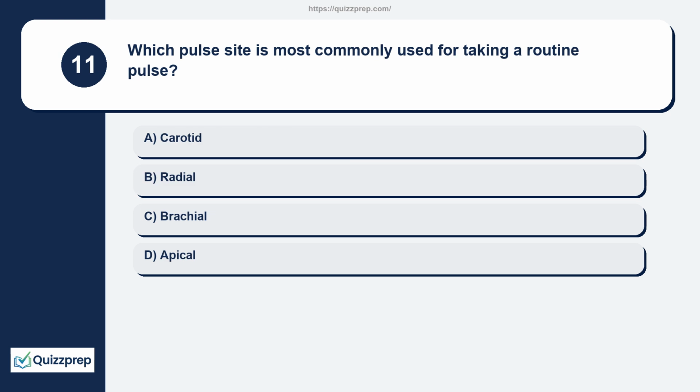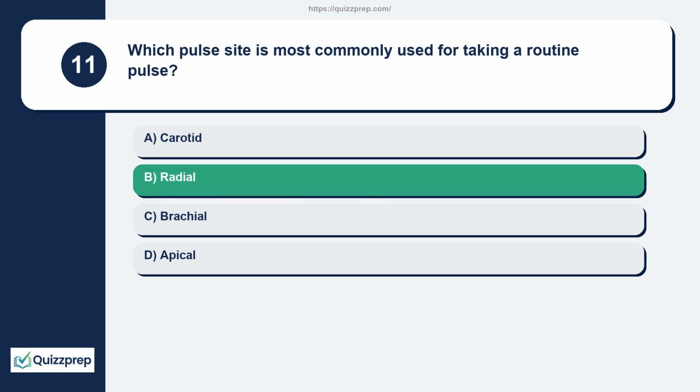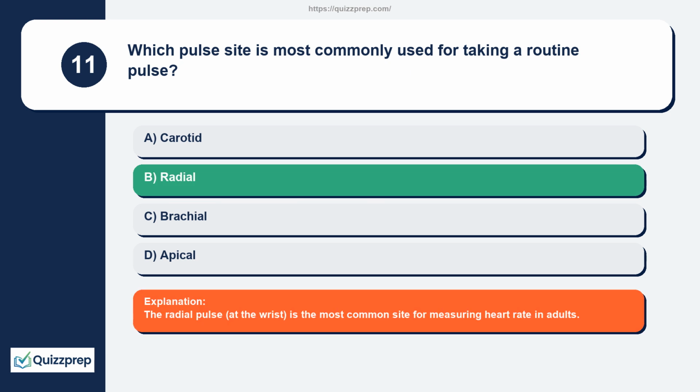Question 11. Which pulse site is most commonly used for taking a routine pulse? Carotid, radial, brachial, apical. The radial pulse, at the wrist, is the most common site for measuring heart rate in adults.